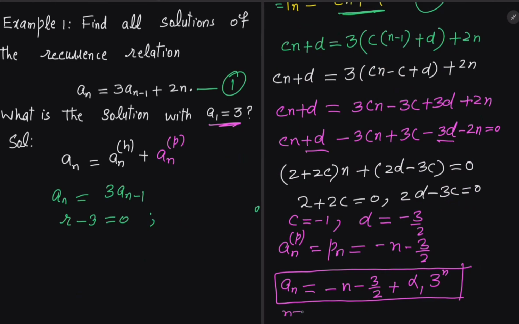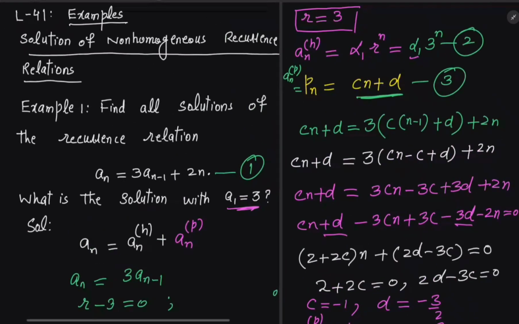So we put n is equal to 1: a1 is minus 1 minus 3 by 2 plus alpha 1 times 3 raised to power 1, which is 3, and this is equal to 3. After solving this for alpha 1, we can get the solution. So this was example 1, which says that you can find a solution of a non-homogeneous recurrence relation.